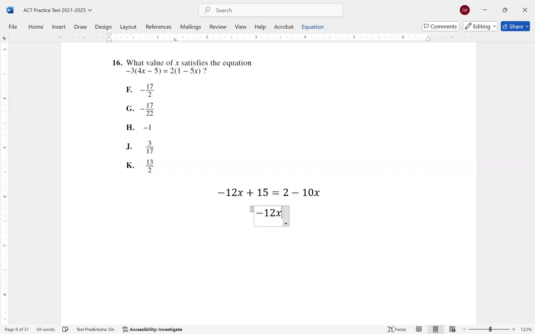Now, I would probably subtract 15 from both sides. If I did that, I'd get -12x is equal to -13 minus 10x. And then I'd add 10x to both sides, giving me -2x is equal to -13. Once I did that, divide both sides by -2. -13 over -2 is the same thing as 13 over 2. So 13 over 2 is the answer to question 16. And so that's option K.